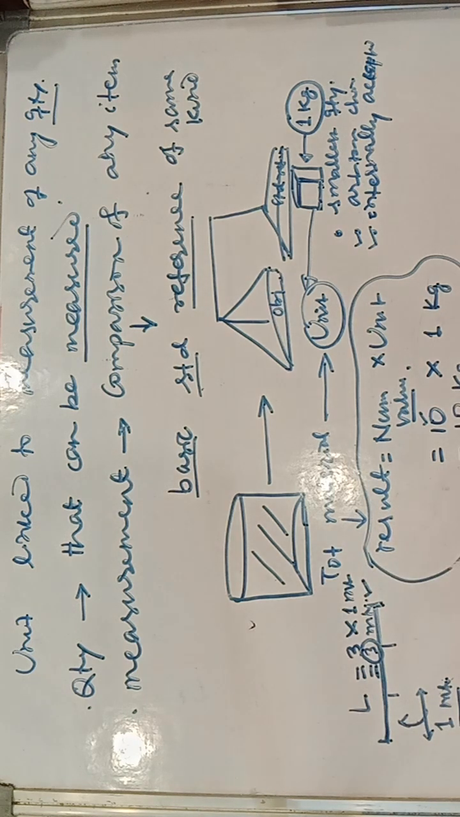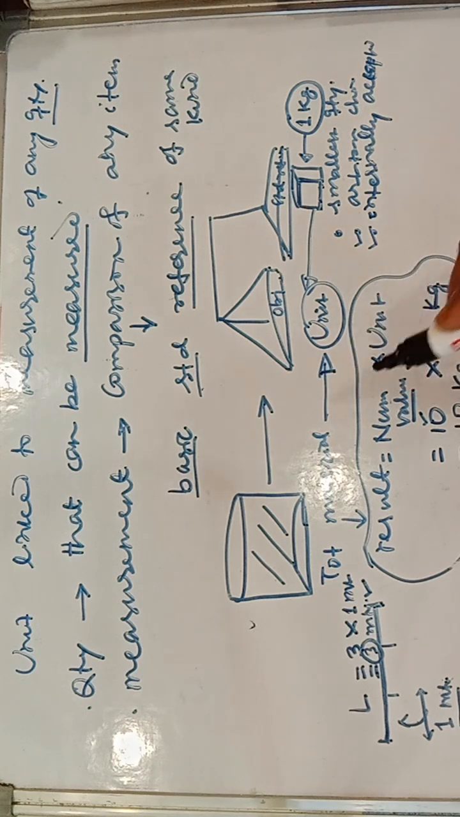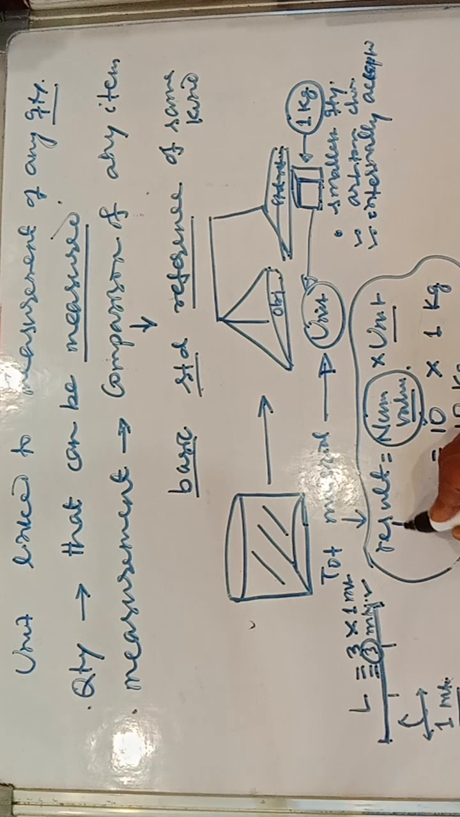Now, unit indicates a reference one. When it is multiplied with the numerical value, it gives the measured value of the material or item we want to measure.